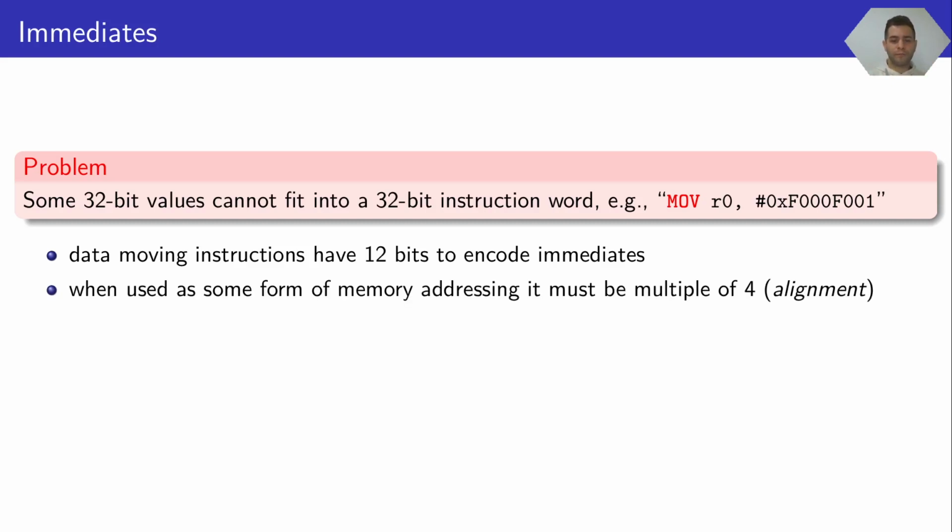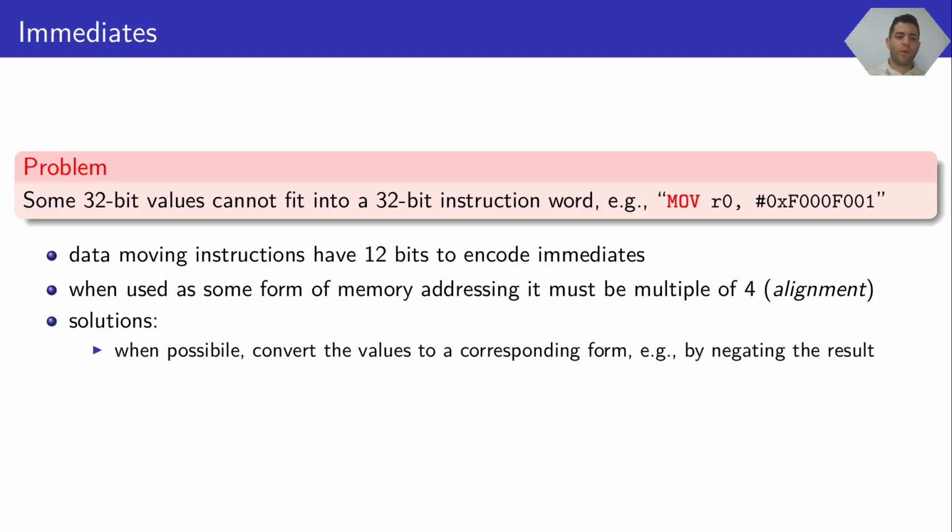And also, for example, when you're using branch instructions, some numbers must be a multiple of 4. There are solutions to this problem, but I am telling this to you because sometimes, when we are going to write some shellcodes, the compiler will complain that we can't produce some immediates. And the solutions are the following. When possible, you can convert to a corresponding form. In this case, for example, the example suggests we negate the value.